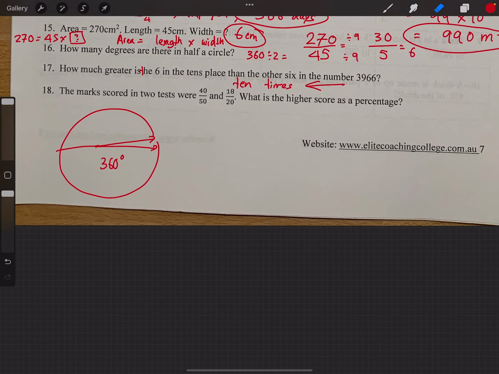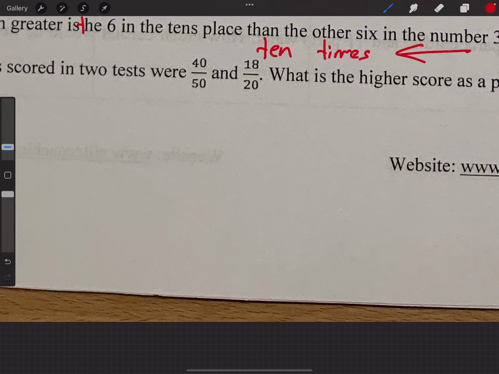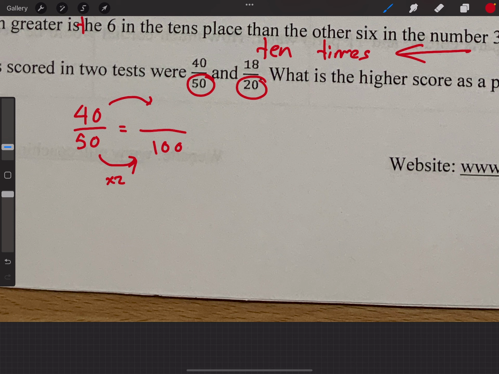Okay, question 18. The marks scored in 2 tests were 40 out of 50 and 18 out of 20. What is the higher score as a percentage? We need to find out as a percentage, so let's work it out. 40 out of 50. To compare, I must make the denominators the same. I'm going to make it out of 100. To make it 100, we times it by 2. We times the top by 2 as well, and that'll give you 80. So this is 80%.